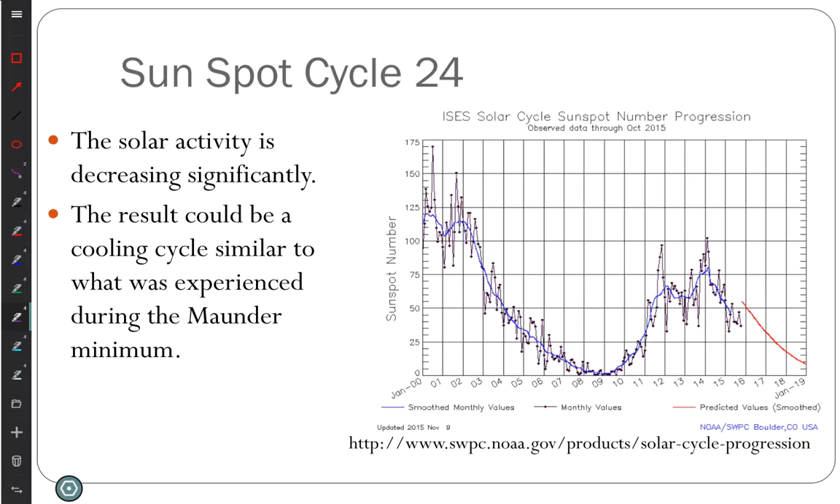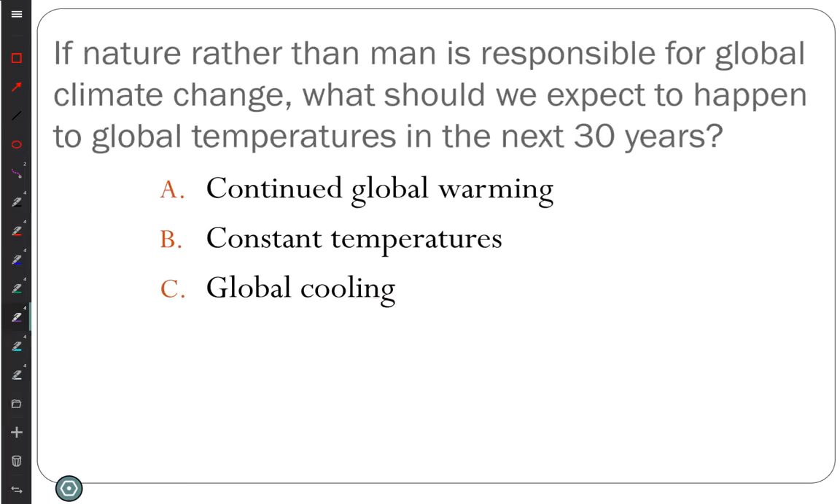I did not realize I had duplicated the slide. This is the picture from a year ago. You can see 2015. Moving on. Sorry about that. If nature rather than man is responsible for global climate change, what should we expect to happen to global temperatures in the next 30 years?